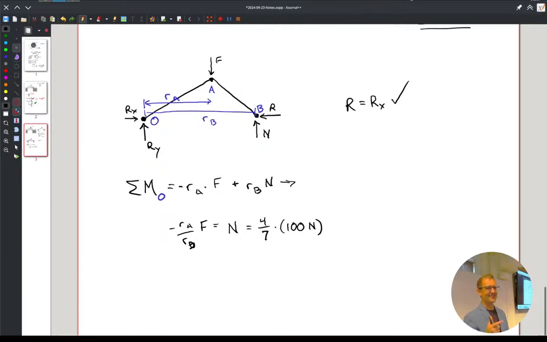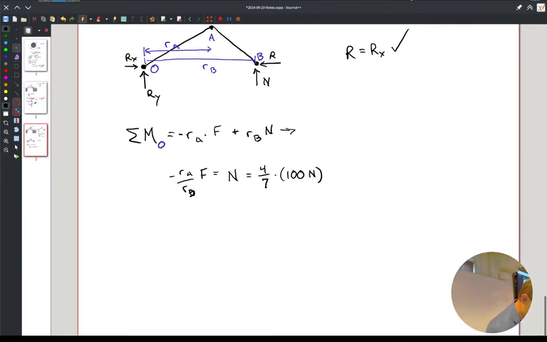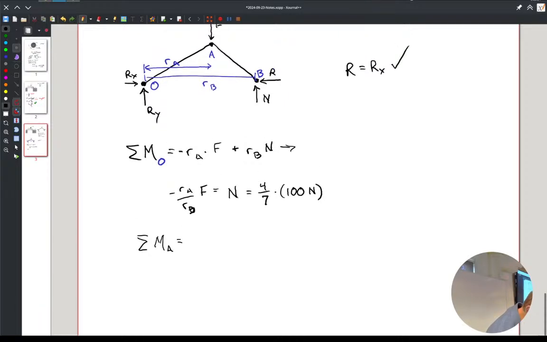Okay. Could you just find the moment at A? Switch it up. Yeah, which was AX or Rx and R. I don't think it's really good. Okay. All right. So maybe we chose the wrong point. Maybe O was not the right one. Now we want to do some of the moments about A. What does that look like?